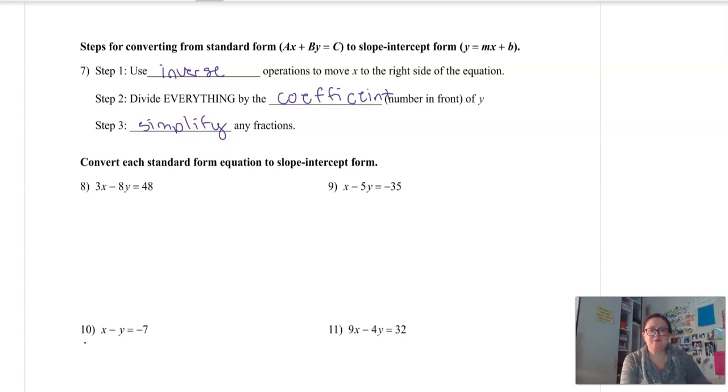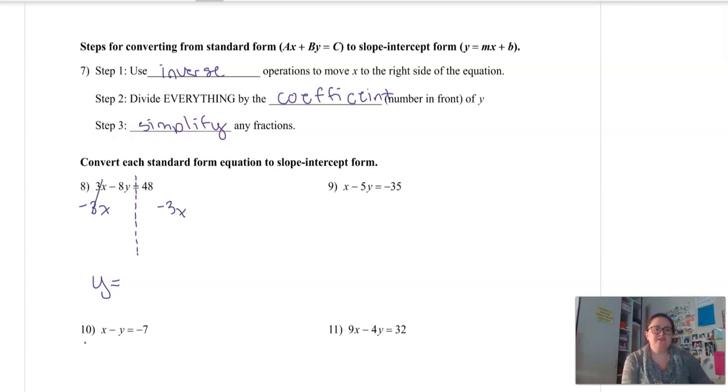So step one, use inverse operations to move x to the right side. So here's our equal sign. It might help you to draw your dashed line. We're actually basically just solving a two-step equation. So we've got 3x minus 8y. So we want to get rid of this x because we're looking to have everything be y equals at the end, right? So we need to get rid of 3x. So we're going to subtract positive 3x so that it's gone. And I'm going to subtract it on the other side. Here is the tricky part.